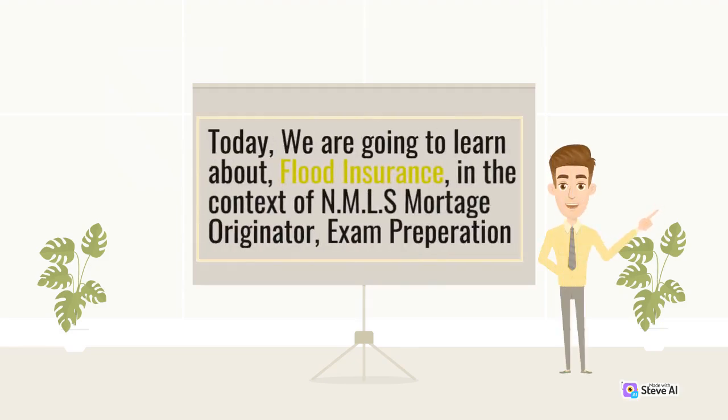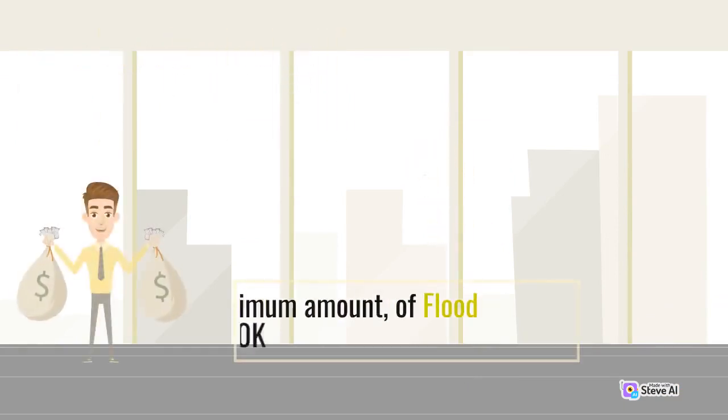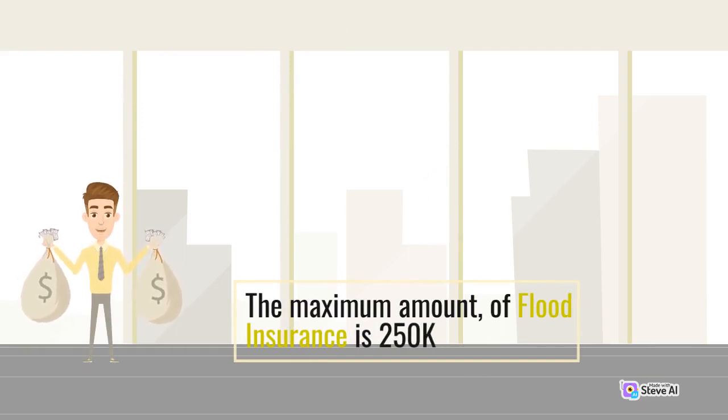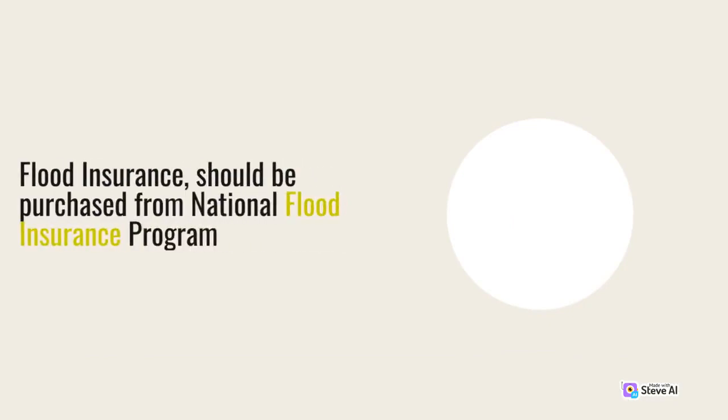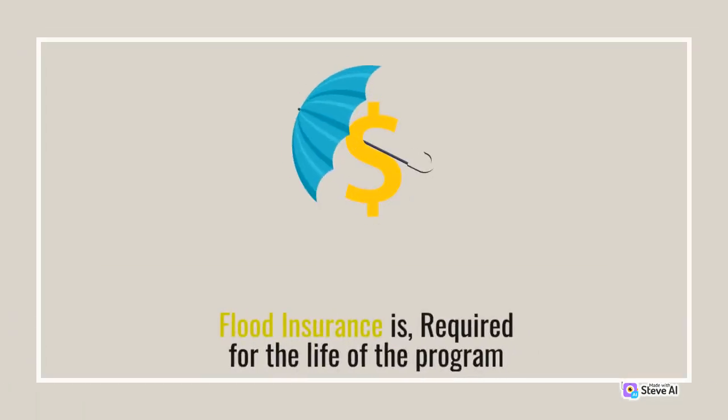Today, we are going to learn about flood insurance in the context of NMLS Mortgage Originator exam preparation. The minimum amount of flood insurance required is $100K. The maximum amount of flood insurance is $250K. Flood insurance should be purchased from the National Flood Insurance Program. Flood insurance is required for the life of the loan.